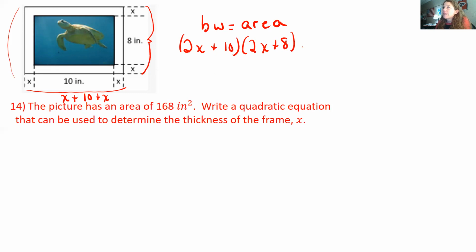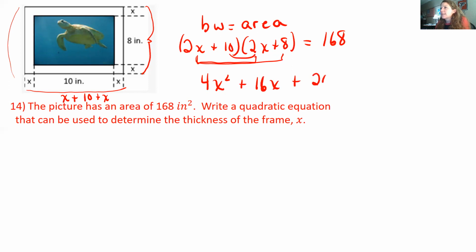And we're going to multiply them together, and in this case, we're going to get 168. So when we FOIL this, our first two terms is 4x squared. Then we have 2x times 8, which is 16x. And then we have 10 times 2x, which is 20x. And then 10 times 8 is 80, and all of that is equal to 168. And when we simplify this, we get 4x squared plus 36x plus 80.